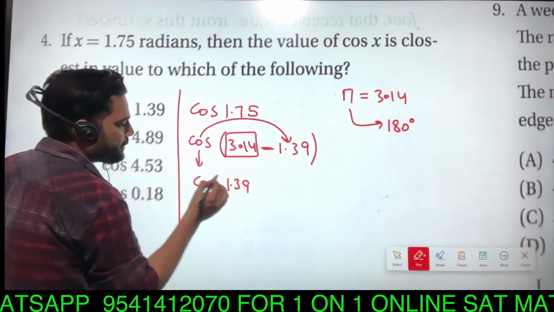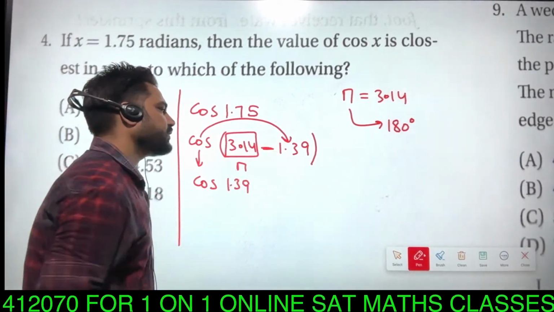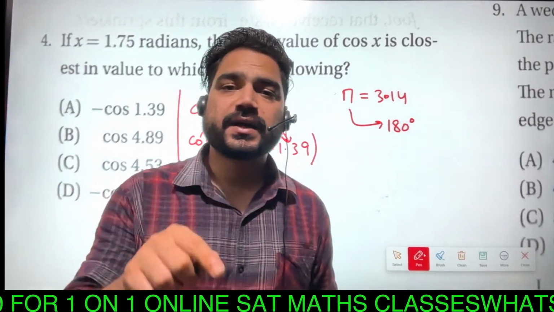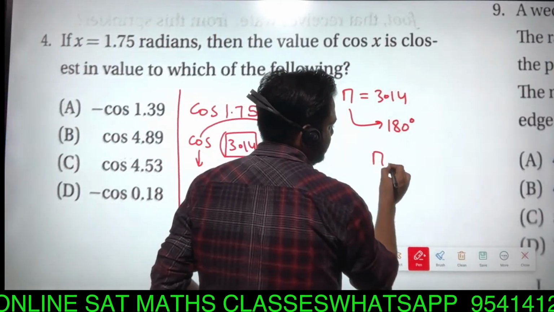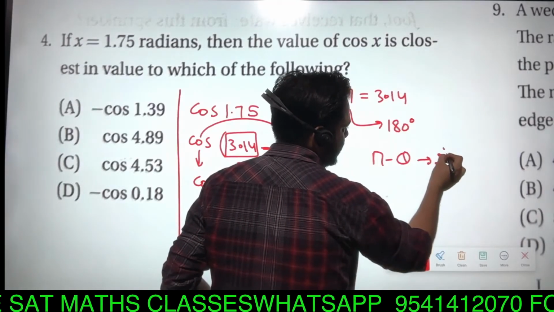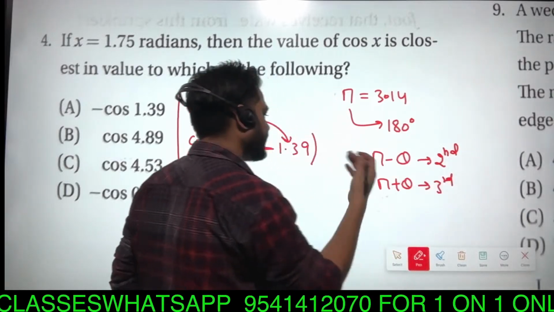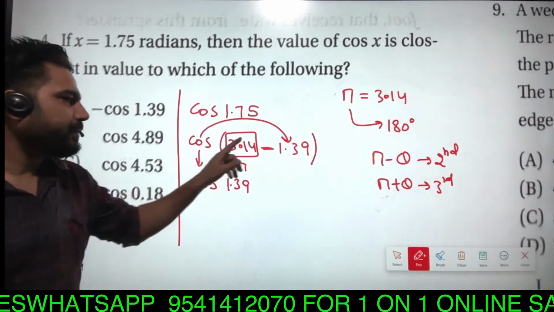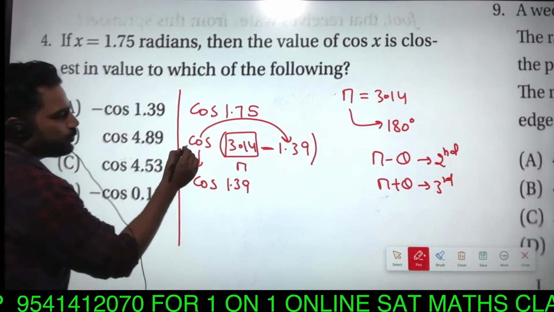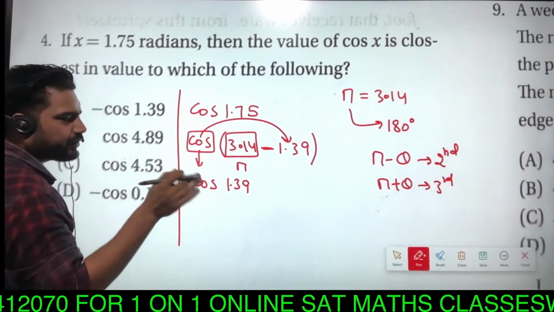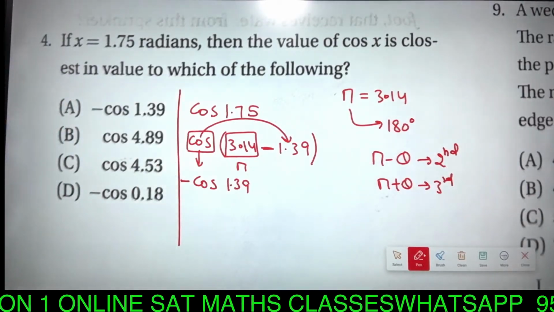But we have to check that 3.14, this value is pi, and pi minus 1.39, in which quadrant will it go? We have to see this. So pi minus any angle, pi minus theta, goes in the second quadrant, and pi plus theta goes in the third quadrant. So we have pi minus theta here, it means it goes in the second quadrant. In the second quadrant cos is negative, so minus will come outside. So this will be our answer, minus cos 1.39.